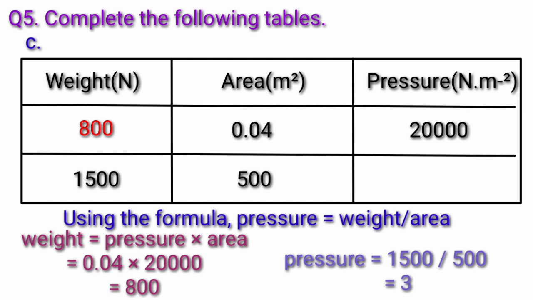Now second row, in this we have to find the pressure. So pressure is equal to weight divided by area. So weight is given 1500 and area is 500. So 1500 divided by 500 is equal to 3. So we get pressure is equal to 3.